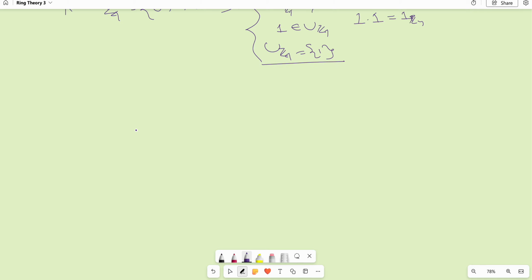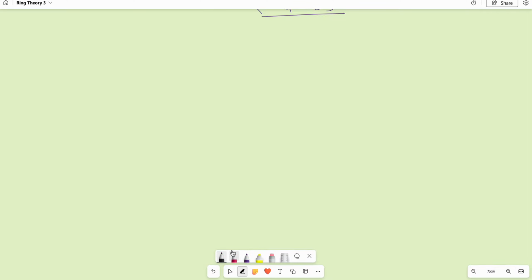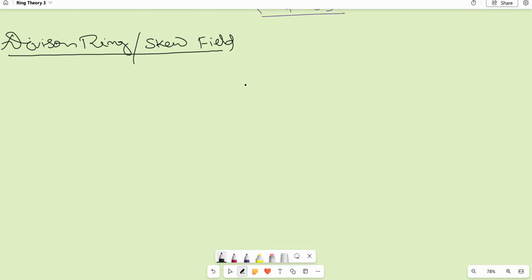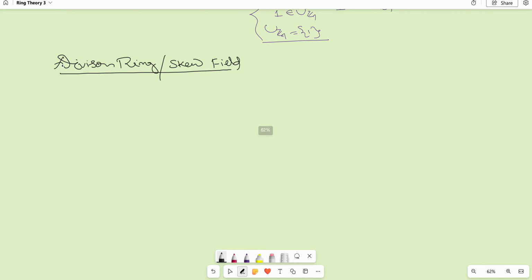First I am writing the definition of division ring. A division ring, or it is called a skew field. Both are the same.